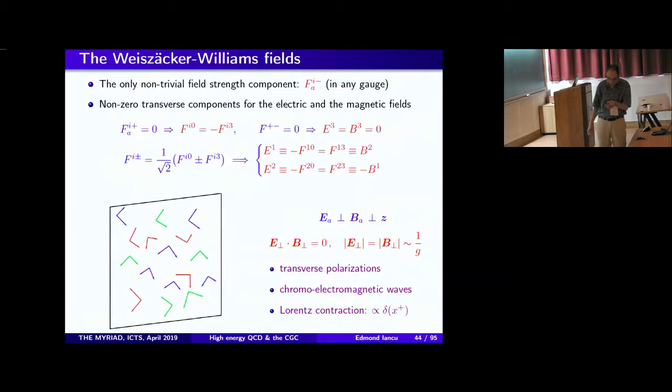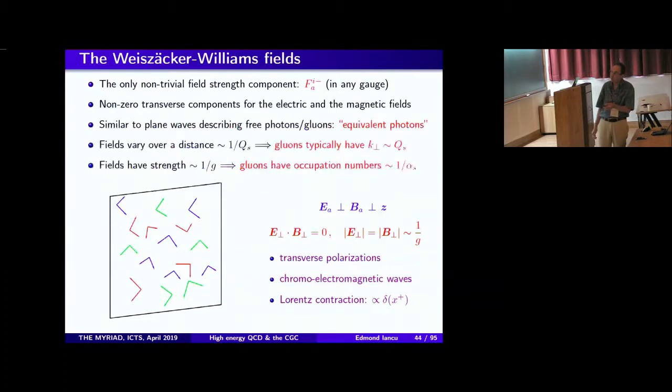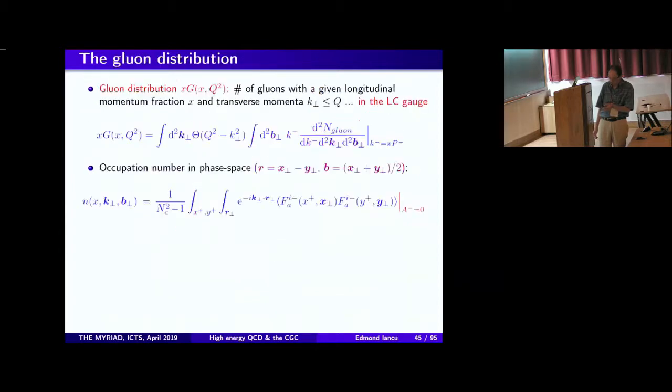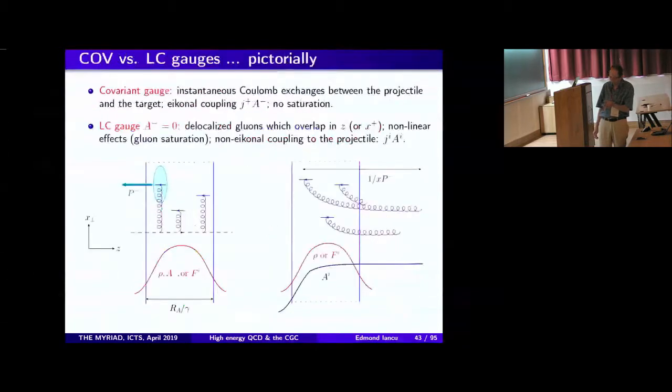And I'll finish with this picture now of the field strength tensor. Before, I was emphasizing the structure of the gauge potentials themselves. Gauge potentials are not physical observables, but the parton picture is built in terms of gauge potentials, not in terms of physical observables. So this is a gauge potential for the parton picture. This is a gauge potential for the Coulomb picture.